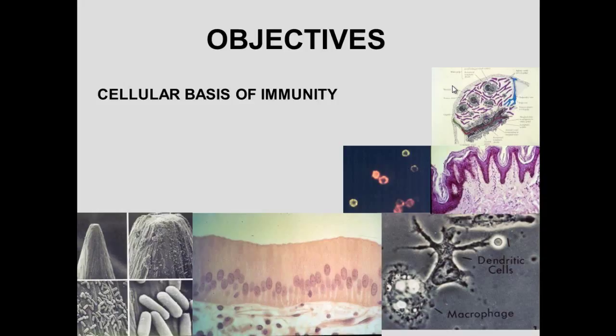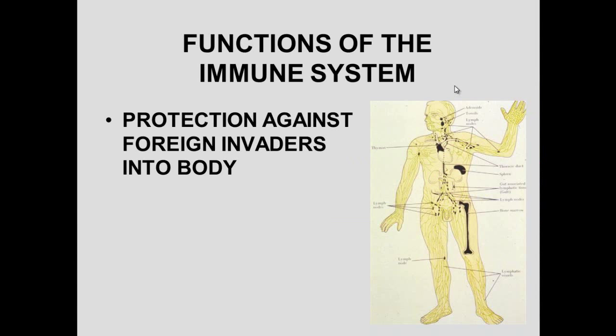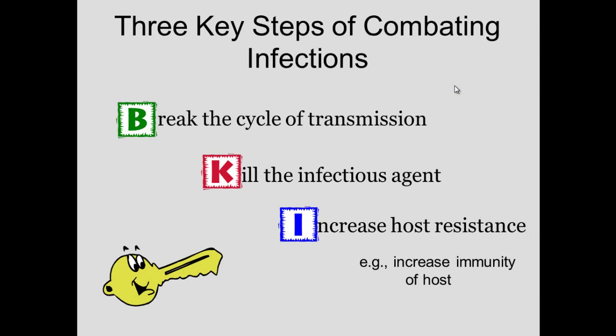Now, the objectives of this presentation are to look at the cellular basis of immunity, the effectors of the response, the induction of the response, and ontogeny: where did it come from in this developmental path? The function of the immune system is to protect against foreign invaders of the body, and there are many, many invaders: viruses, parasites, bacteria, lots of things that are trying to invade the body. It also protects the germ-free environment of the body.